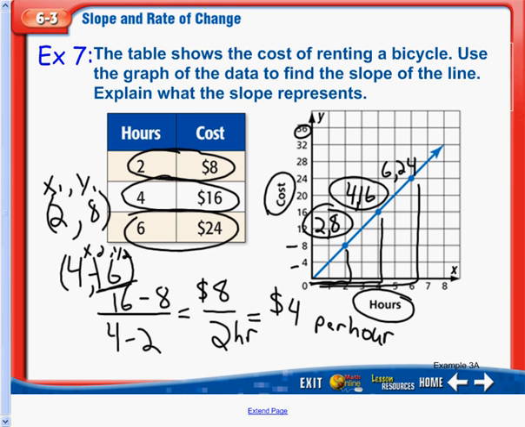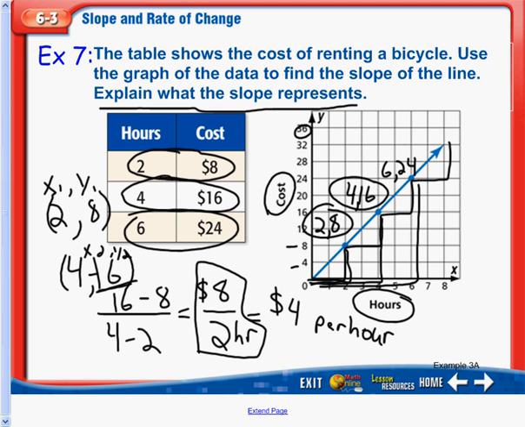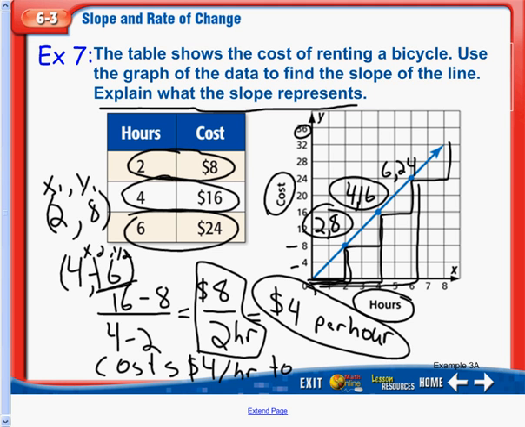So as you can tell then, for our slope here, for every 2 hours, we're going up 8. Is what this original part told us. So for every 1 hour, we're going up 4. And so that kind of explains what the slope represents. Again, I also recommend explaining $4 per hour means it costs $4 per hour to rent the bicycle, rent a bike.